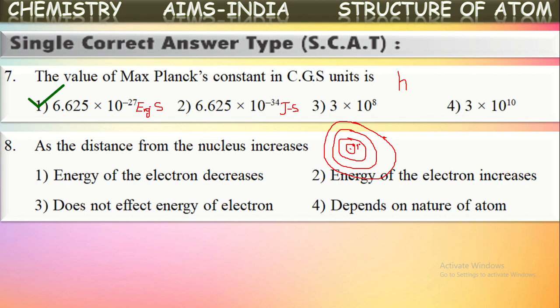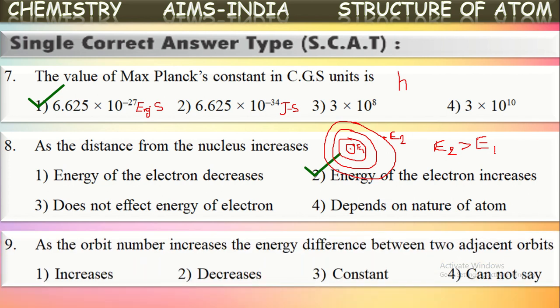So if you consider this as E1, the electron in the first orbit, and suppose the electron in the fourth orbit like this has energy E2, now E2 will always be greater than E1. That means the energy of the electron in the higher orbit will always be greater than that of the electron in the lower orbit. So as the distance from the nucleus increases, energy of the electrons increases. Where is it? In the second option.